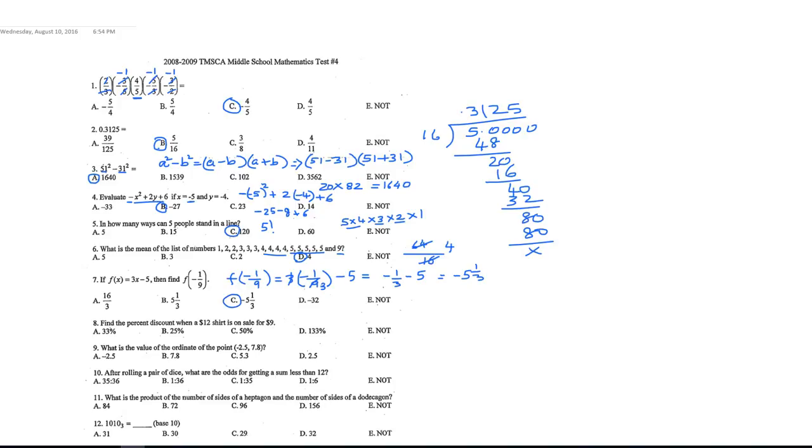Question 8. Find the percentage discount when a $12 shirt is on sale for $9. So the discount is $3 on the original price of $12. So we write the discount in the numerator. So discount is $3 and the original price was $12. So 3 over 12 times 100. So 3 divided by 12 is 1/4 and 100 divided by 4 is 25. So the answer is B, which is 25%.